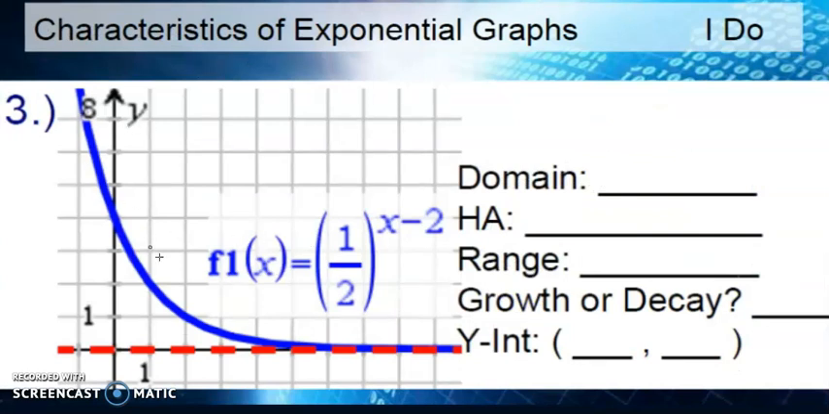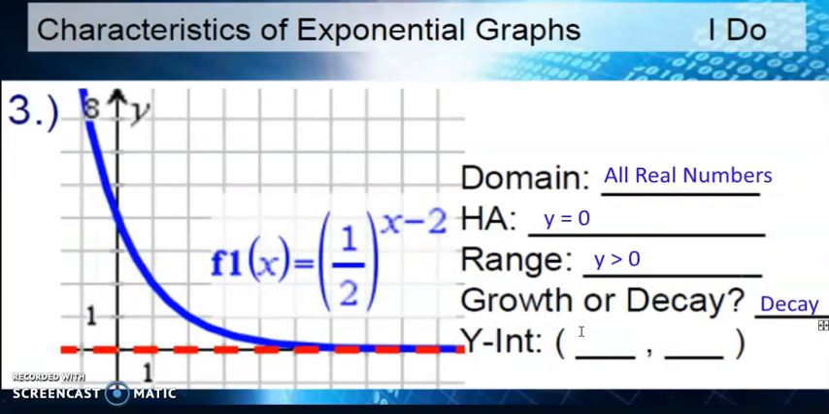Looking at this graph, we have f1 of x equals 1/2 to the x minus 2 power. Well, the domain is still all real numbers. And the horizontal asymptote is at y equals 0, just like on the previous one. The graph is above the asymptote, so that means y is greater than 0. This was also a decay. It's going towards the horizontal asymptote.